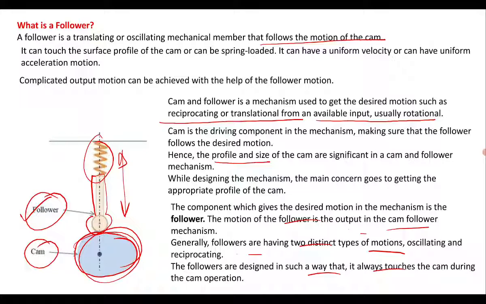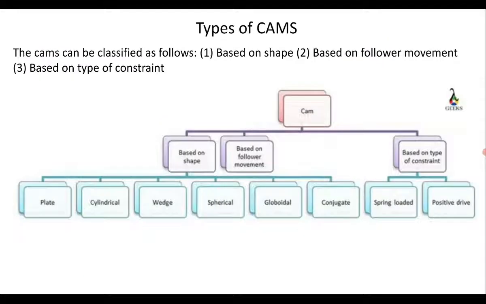Generally, followers have two distinct types of motion, oscillating and reciprocating. The followers are designed in such a way that they always touch the cam during the cam operation. So let us see what the types of cams are. The cams are classified on the basis of three categories. The first category is based on the shape, the second category is based on follower movement, and the third category is based on the type of constraint.